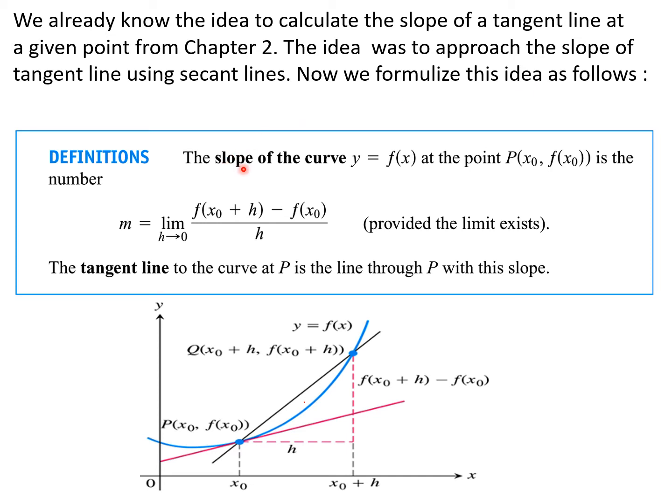The slope of the curve y equal to f of x at a point P of x naught comma f of x naught is the number m, where m is given by the limit as h goes to 0 of f of x naught plus h minus f of x naught, divided by h, assuming that the limit exists. The tangent line to the curve at P is the line through P with this slope, that is the slope m. And this figure we went through several times, so I'm not going to waste your time on it. You could just go back and review it if you want to later on.